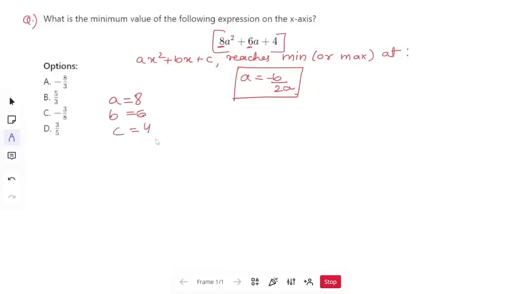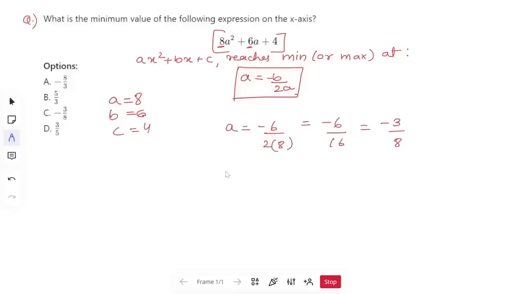B is 6 and C is 4. Now using this, we will substitute these values in our formula. So A is equal to minus 6 by 2 into 8, which is minus 6 by 16, which is further equal to minus 3 by 8. Cancelling it out with 2, it will give us this much. So we have got the value of A in this form.